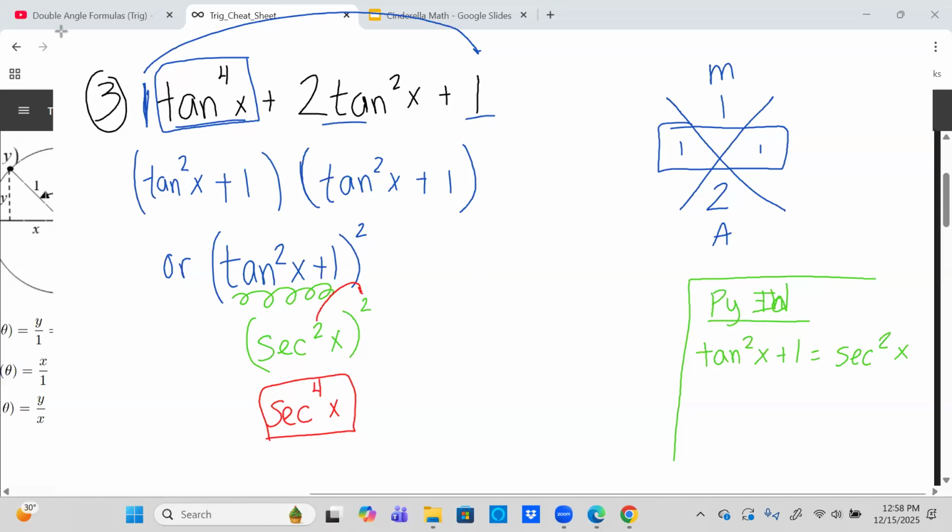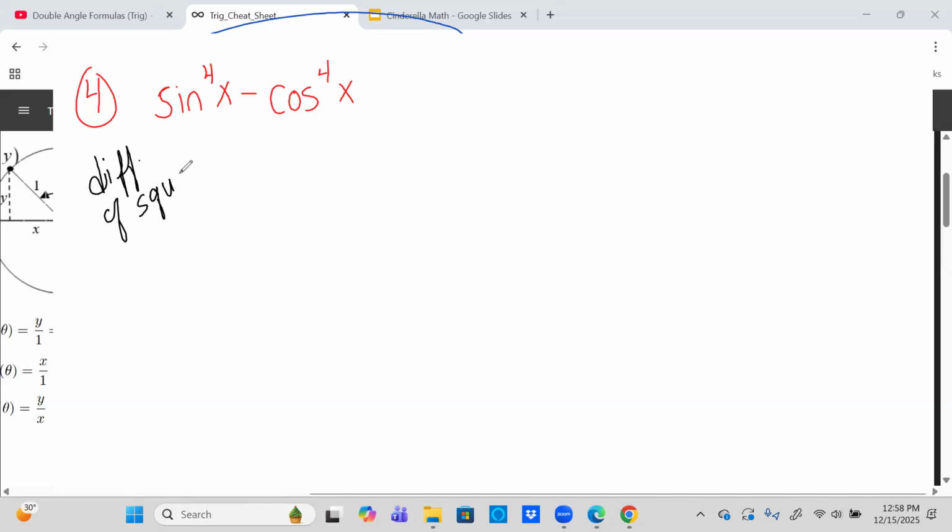And we have one more under this category of factoring. This is number 4. And it is sine to the fourth minus cos to the fourth. So there is no GCF. There is not a trinomial to do that magic X thing. This is a difference of squares. That should ring a bell from algebra.